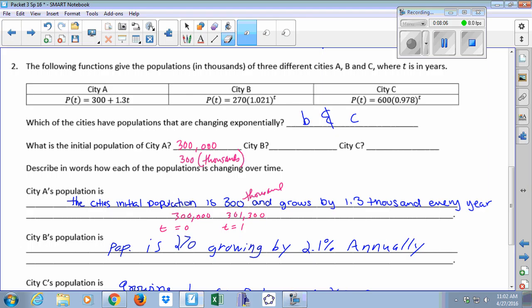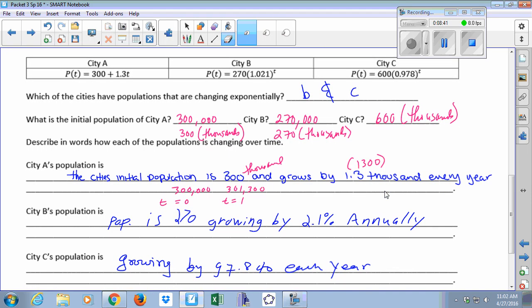Yeah. City B, it's 270,000 if you want the unit to be individual people, or 270,000s. Just depends on how you want to see it. And then you could put 600,000 or 600 with thousands after it. Okay. So City A's initial population is 300,000 and it's growing by 1.3 thousand. Or if you, again, you want to put it in single people, you could say 1,300 each year. That's 1.3 thousand.